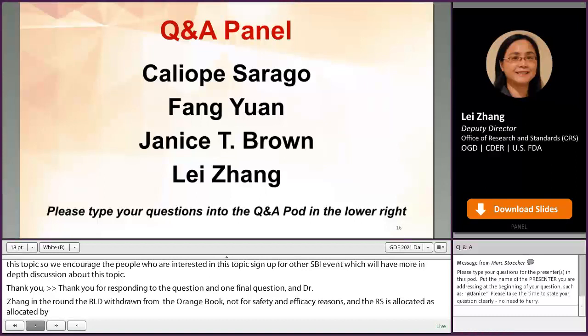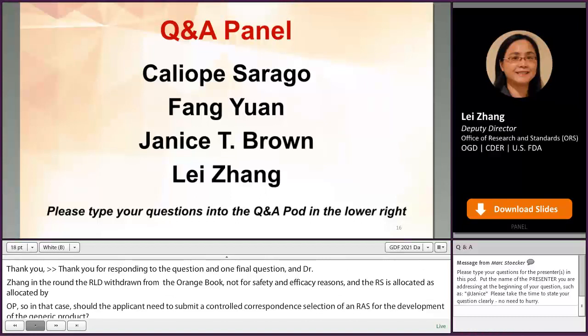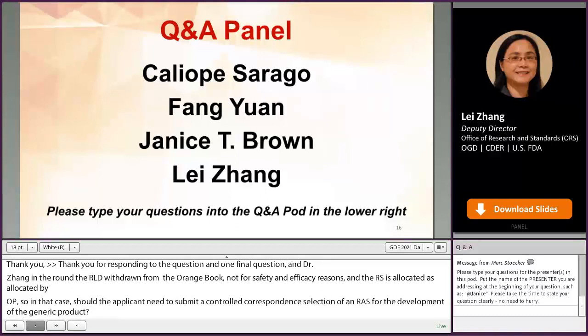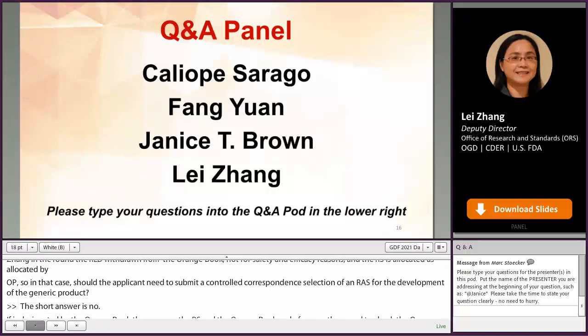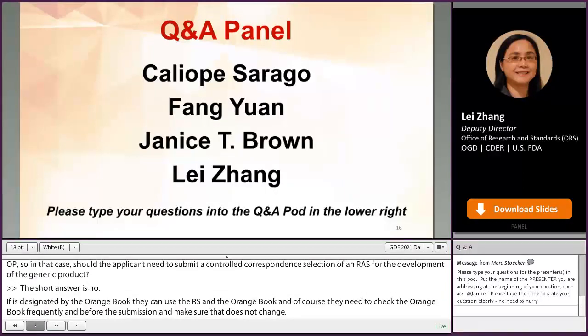I think the short answer is no. If it's already been designated by the Orange Book, they can use that RS in the Orange Book. Of course, they need to check the Orange Book frequently, right before the submission, to make sure it does not change. So that's the short answer. They do not need to send a controlled correspondence for that, unless there's no RS being designated, in which case they may want to.